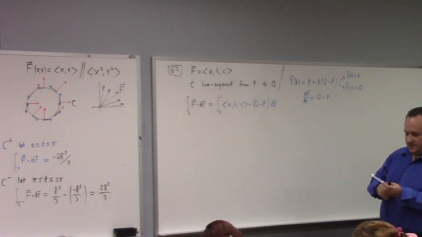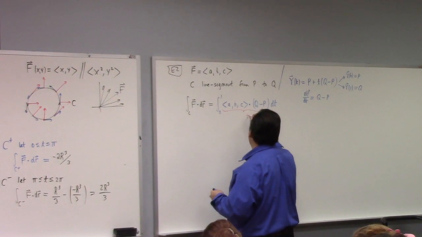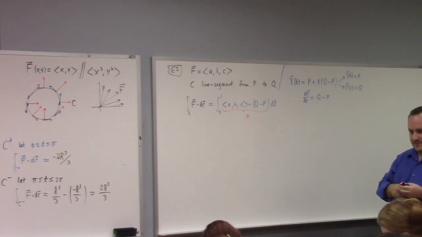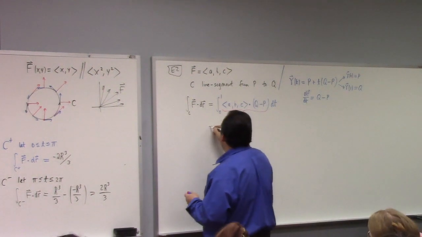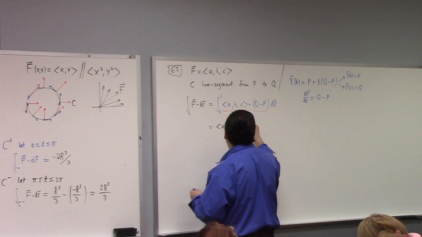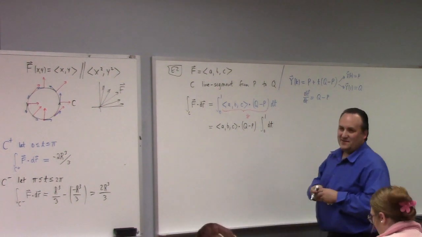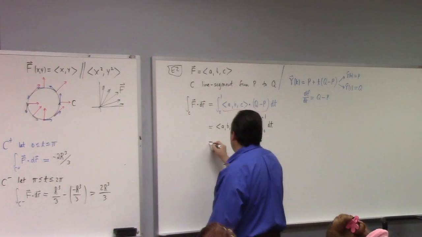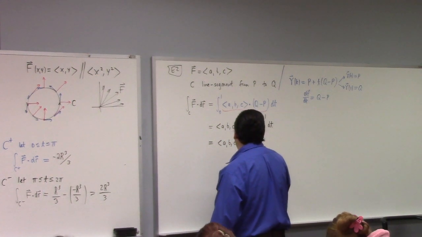But notice in this problem, this right here is just a number. That's a number, not a hashtag, to be clear. No hashtags in my class. I insist. And then that gives us ABC dot (Q minus P) times the integral from 0 to 1 of dt, which is just 1. So what's the answer? The answer is ABC dot (Q minus P).